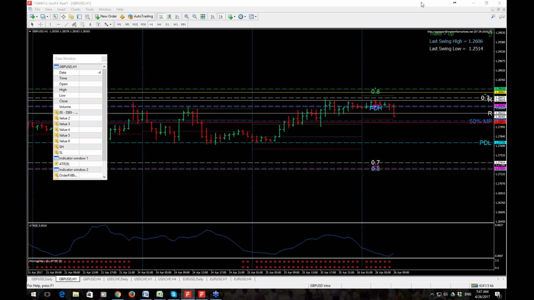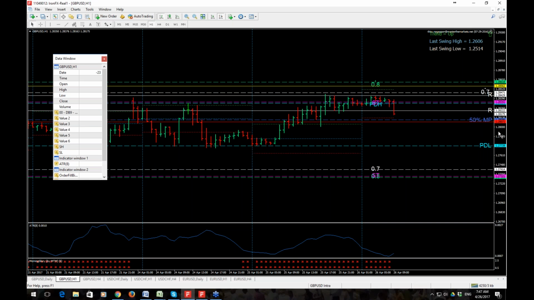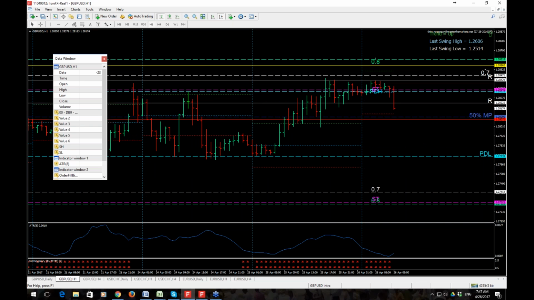Right, traders, so today is our final day on the live trading week. So we are looking into the pound against the dollar. We're drawing our price map. The price map, traders, is very, very important.